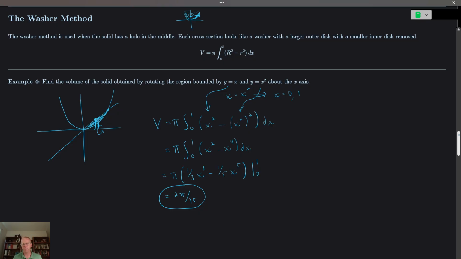Again, the integration is not the big deal. The big deal is how you set up the integral. Setting up the integral is the hard part. Integrating it is not that hard, just be careful when you get the fractions. All right, so let's look at the next one. Again, same idea. We're rotating about the x-axis, so the cross section is going to be perpendicular to that axis of rotation. That is always the case with the disk and washer method.